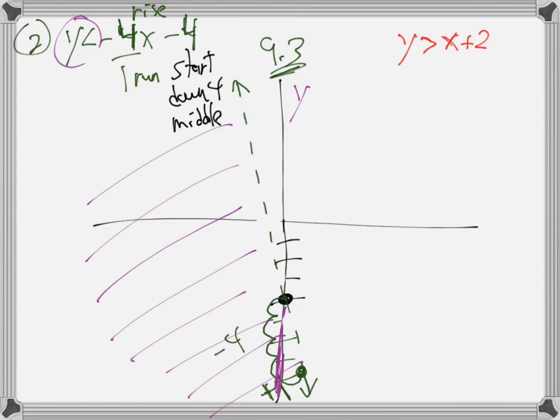You good there? If they had said less than or equal, then I would have made it a solid line. I would have included the line. Okay, let's do the other side. What's the other side say?